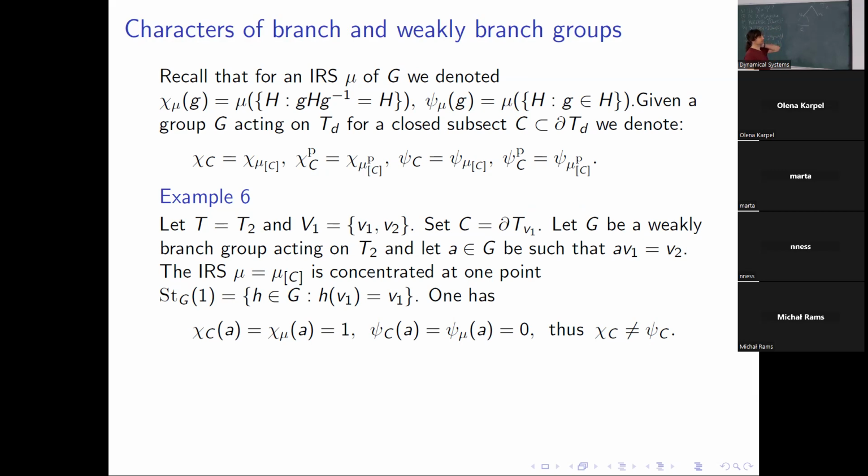If you have a weakly branch group acting on this regular rooted tree, there exists an element A which moves V1 to V2. This is because by definition weakly branch groups are transitive on levels. And one can show that the invariant random subgroup mu C, which is constructed using the stabilizer map, is concentrated at just one point, which is the subgroup consisting of all elements acting trivially on V1.